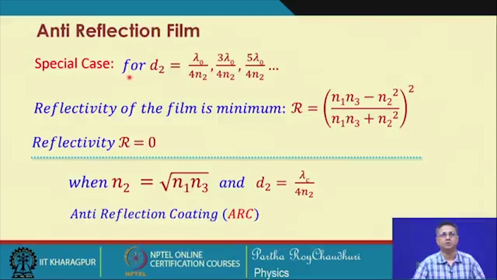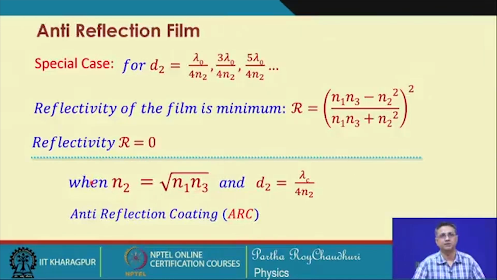Now, under this condition minimum reflectivity is this, but the reflectivity will become 0, r equal to 0, will give me a condition that n 2 will be equal to under root of n 1 n 3. So, this is the condition. If we can choose the values of n 1 and n 3 in such a way that the product of these will be equal to n 2 square, then we will get back this condition for a thickness d 2, we will get the reflectivity equal to 0.